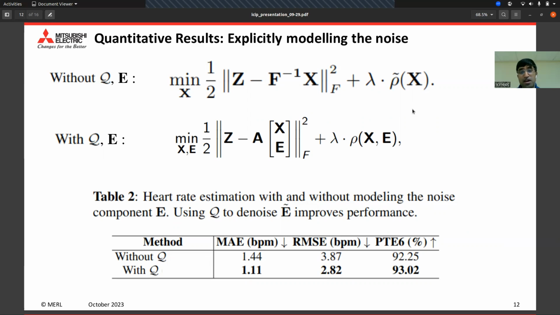One caveat here is that when we explicitly model the noise, we increase the number of parameters, increase the memory footprint, and increase the training and runtime of our algorithm. So these are important considerations to make if these algorithms make it into real world practice.